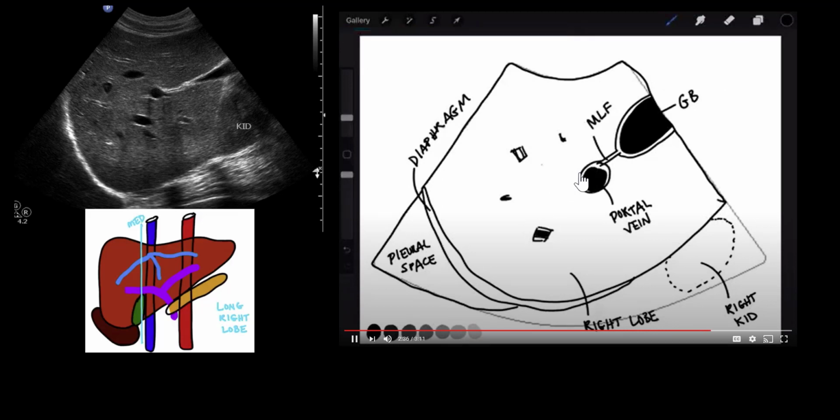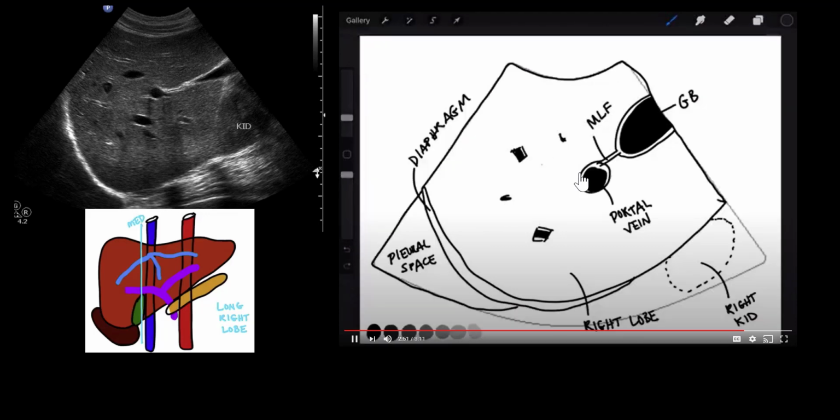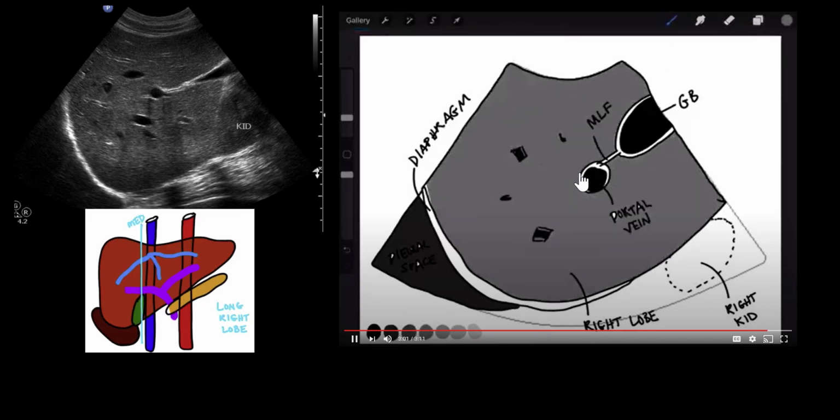As you are imaging this picture, the portal vein and the MLF area tend to be very highly attenuating structures, and so you may need to change your TGCs. You might need to find a different window to get around the shadow that those structures create. So make sure you are still seeing all of the parenchyma of the liver at this level.